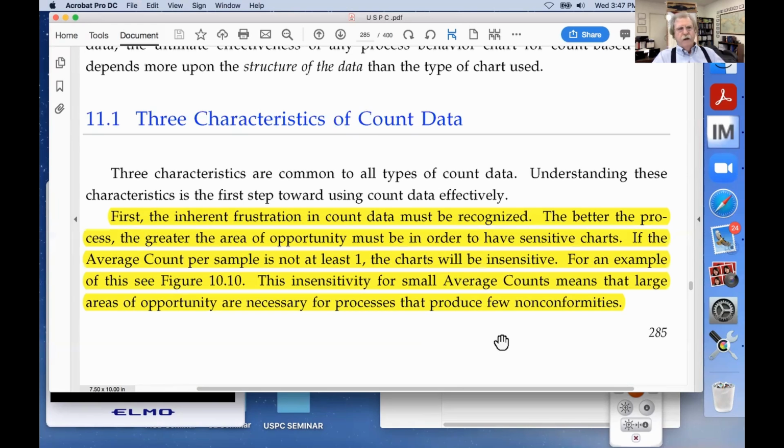1, page 285, we count bad things. So the better we get, the harder it is to find something to count.